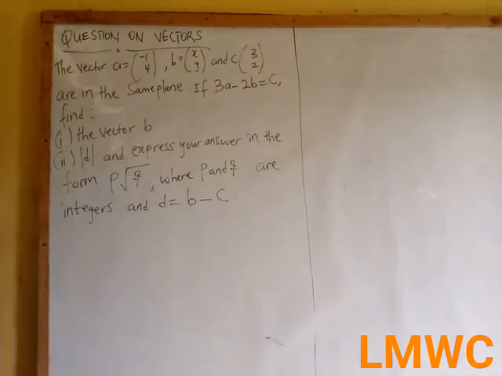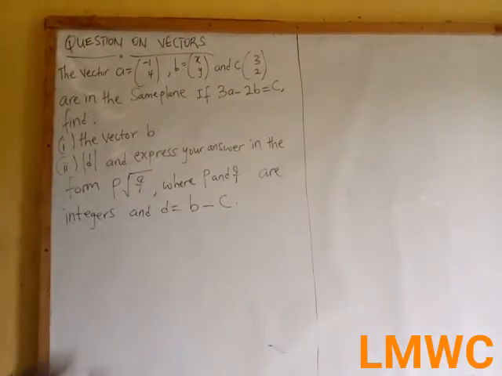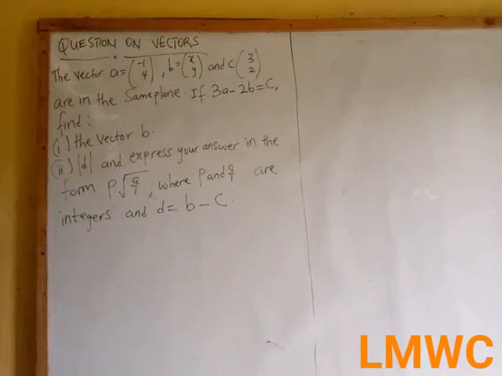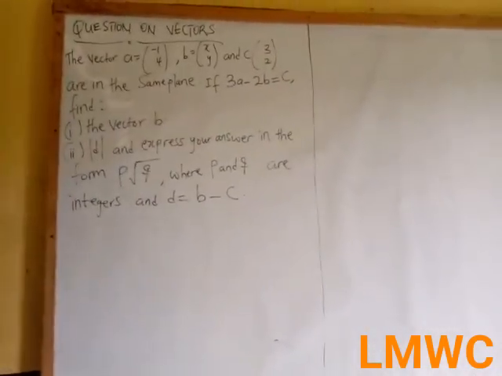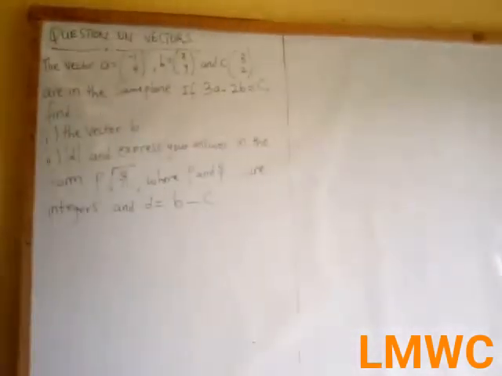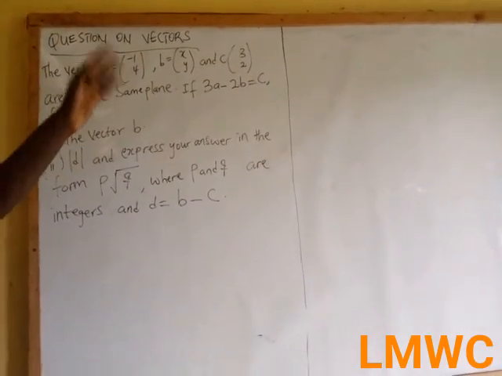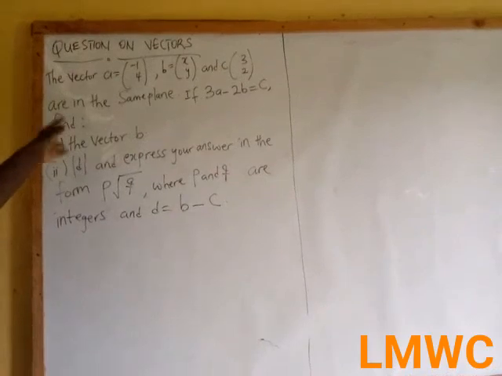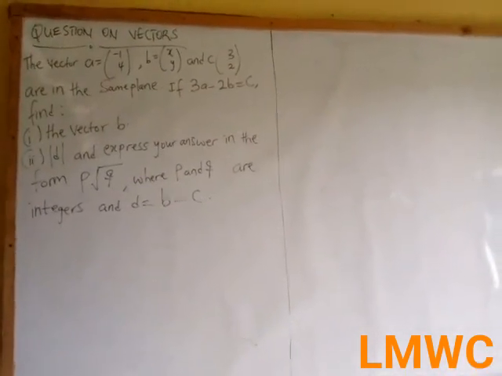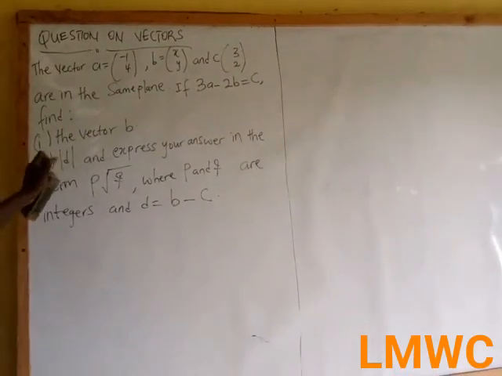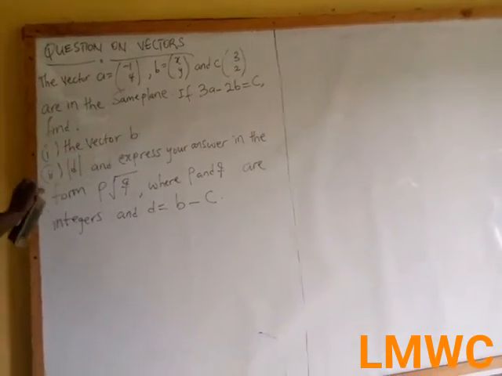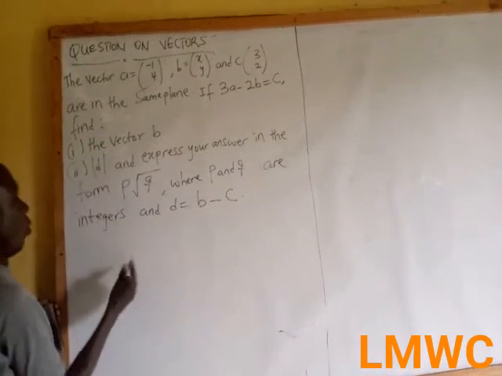This session is on questions on vectors. And in vectors, you will really appreciate how I will solve this question. They have given you three vectors, A, B, C, and said they are in the same plane. If 3A minus 2B is equal to C, find the vector B.